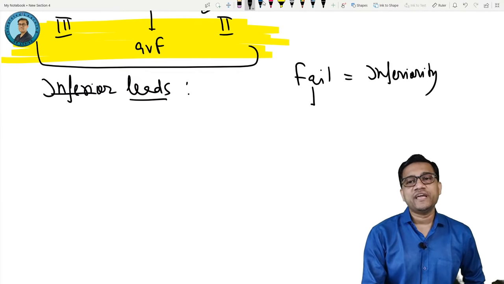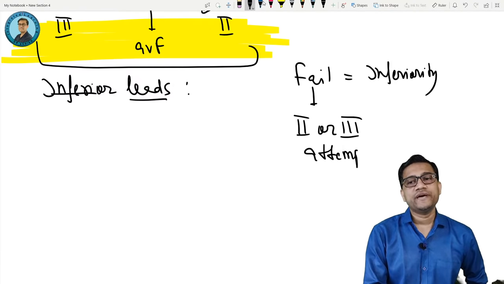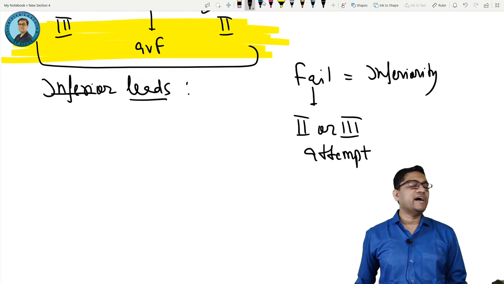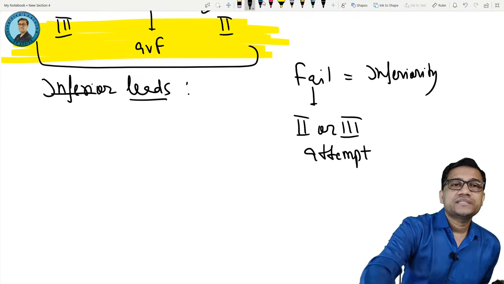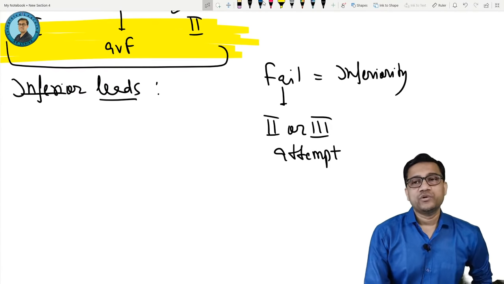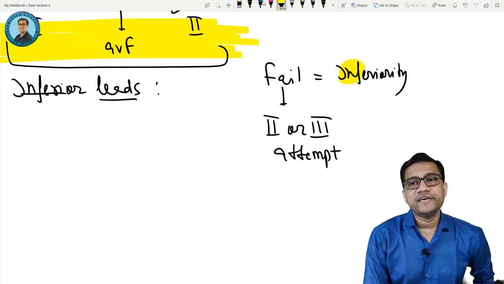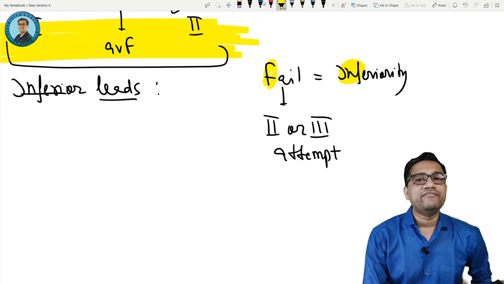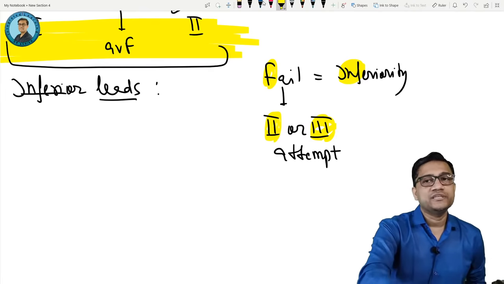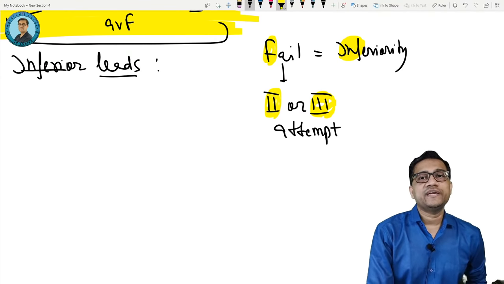And if a person fails, he will give what? Second or third attempt. Are you clear? So a person failing the first attempt gives either the second or third attempt. Second or third. Now you will say, sir, what is this? Just remember it, kids. Inferior leads are F, 2, 3. Inferior leads are F, 2 and 3. So remember that.